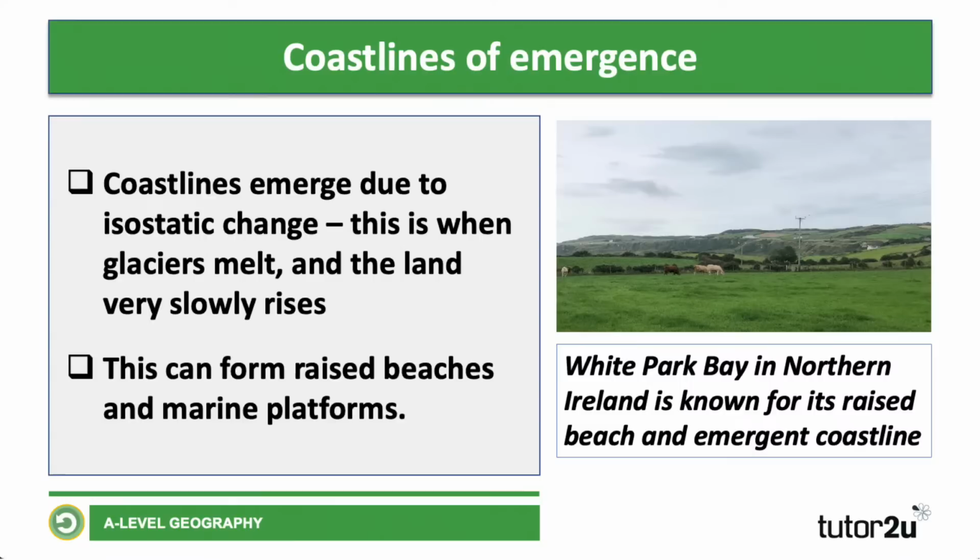And if you look closely at that picture, you can see that there's an emergent coastline. You can see where the coast used to be. And that is raised up above where the fields are now and where the beaches are now. So we've got submergent coastlines that have been submerged by the sea level rise. We've got emergent coastline where the coastline has risen up because of that isostatic change.